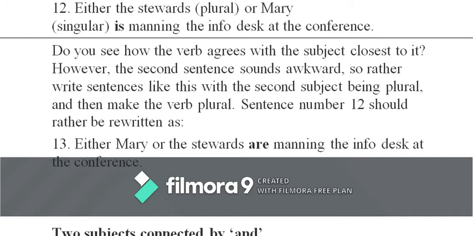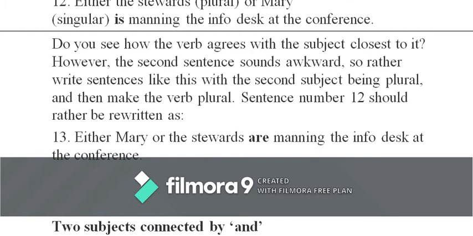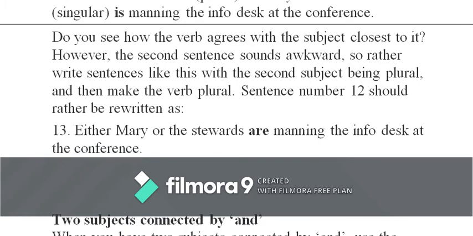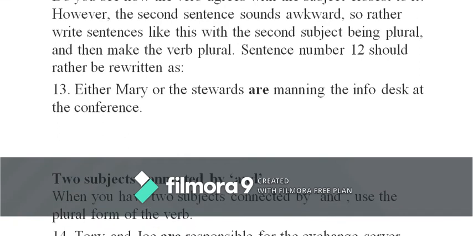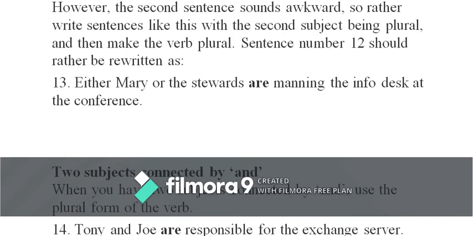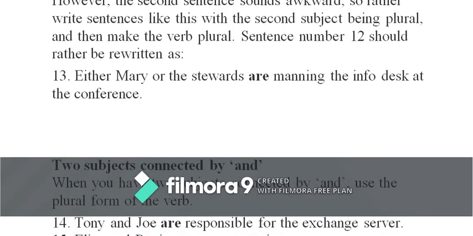Why? Because the singular is present in the beginning and the plural or the group is present in the second part. So that is how the subjects are to be arranged. Now let us see something more challenging. Two subjects connected by and. When you have two subjects connected by and, use the plural form of the verb.